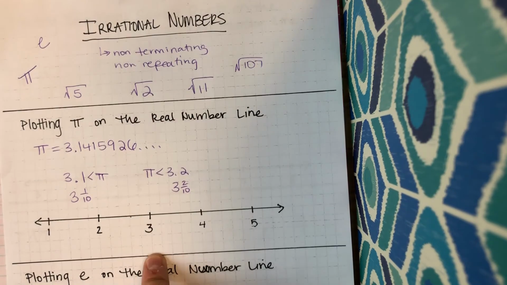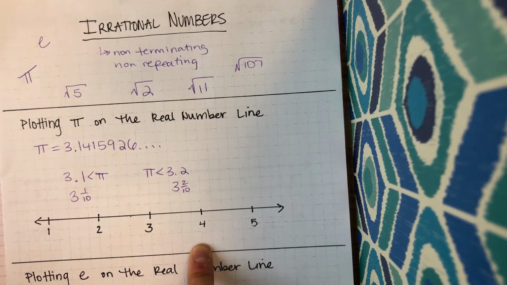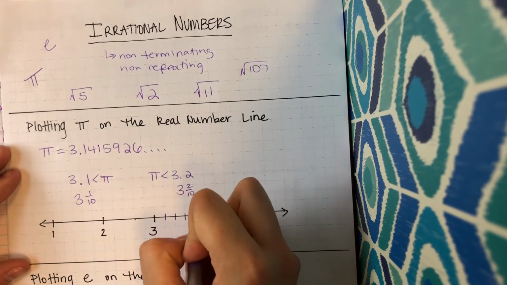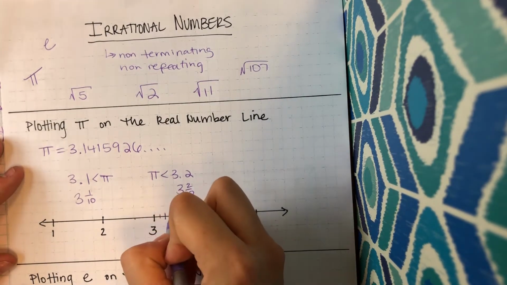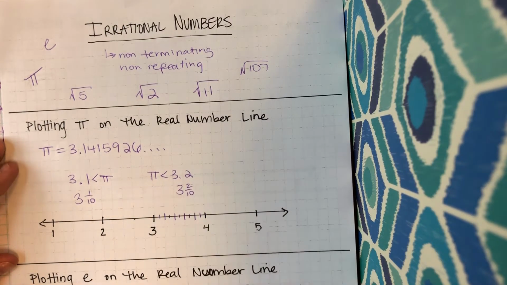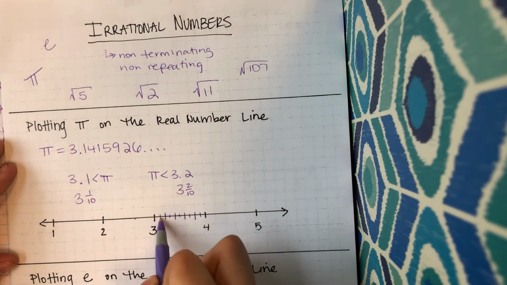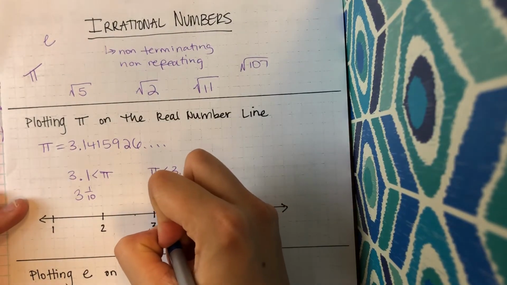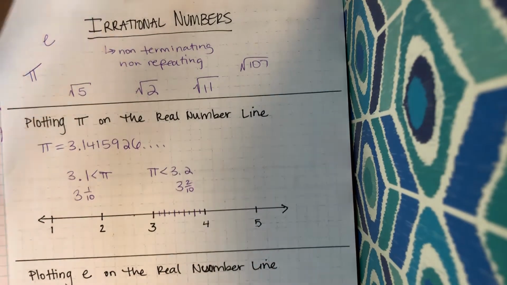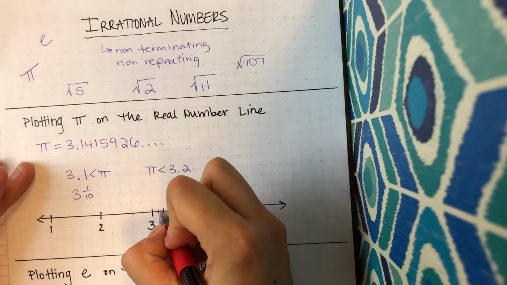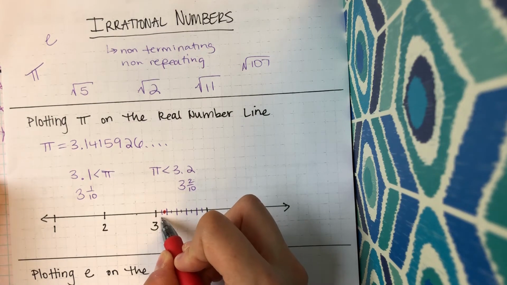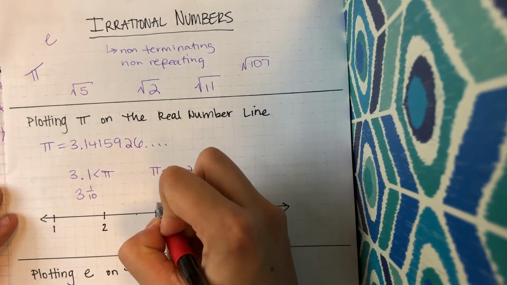So let's get some tenths going between 3 and 4. To do tenths, we could do fifths, so 5 equal spots, and then cut those in half, and that gives us our tenths. So here is 3.1, and here is 3.2, so pi is going to be in between those two numbers. That pen doesn't work, let me try another. There, in between 3.1 and 3.2, or 3 1/10 and 3 2/10, is going to be pi.